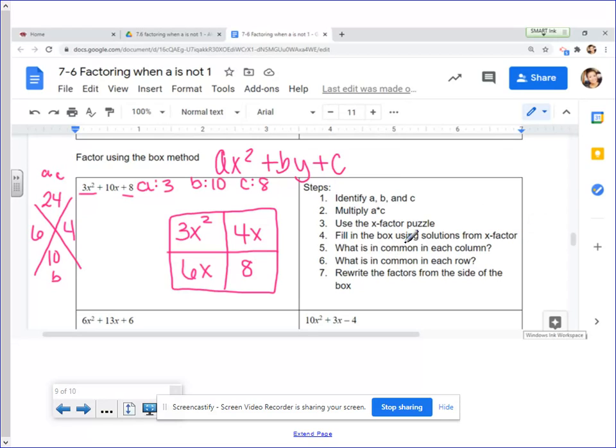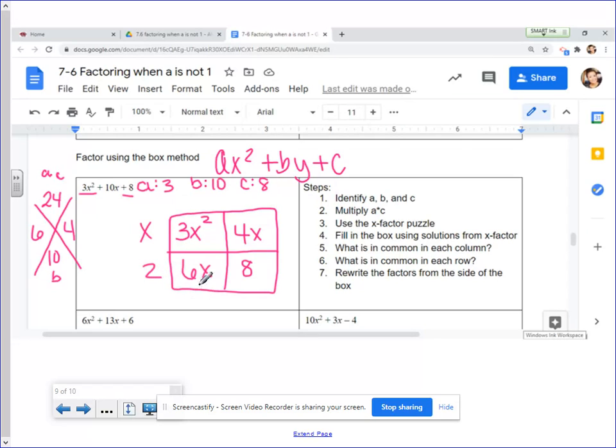So we filled in the box using our solutions from the X factor. We're on step 5. What is in common in each column? So when you're looking at these two right here, 3x squared and 4x, what's in common? Yeah, it's x. Then if you look at 6x and 8, what do they have in common? 2.